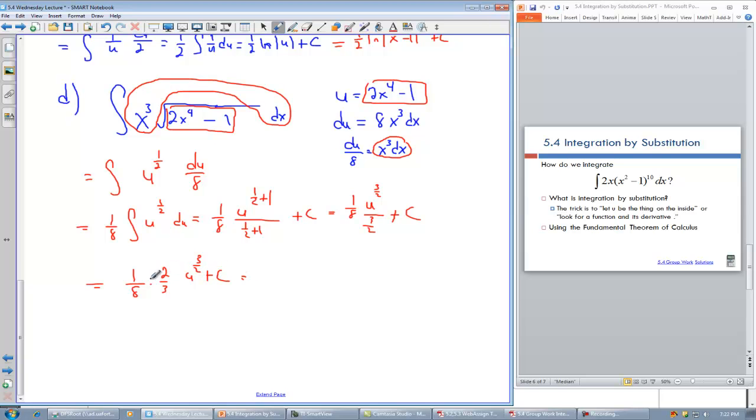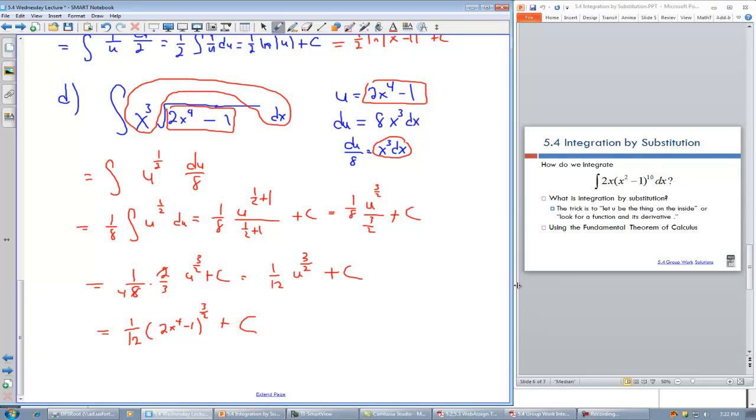And I can simplify this a little bit, right? The 2's will cancel here, so if I cancel this with this, I get 4, and so this is going to be 1/12, 4 times 3, u to the 3/2 plus c. And I plug back in for u, so u's 2 times x to the 4th minus 1, so I have 1 over 12, times 2x to the 4th minus 1, all raised to the 3/2, plus c. And that's my answer.